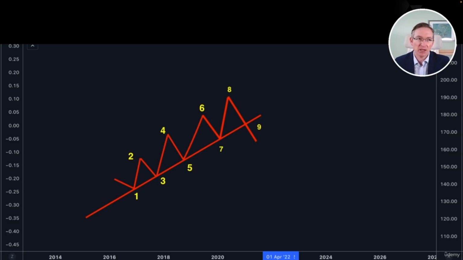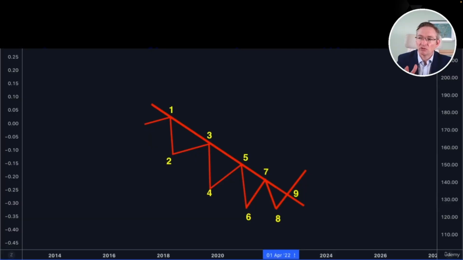So 1 and 3 in the orthodox method define the trend line. Point 5 is where the trend line is confirmed. You see that? Then at points 5 and 7, you can consider adding long positions. Very simple. And with a downtrend, exactly the same.